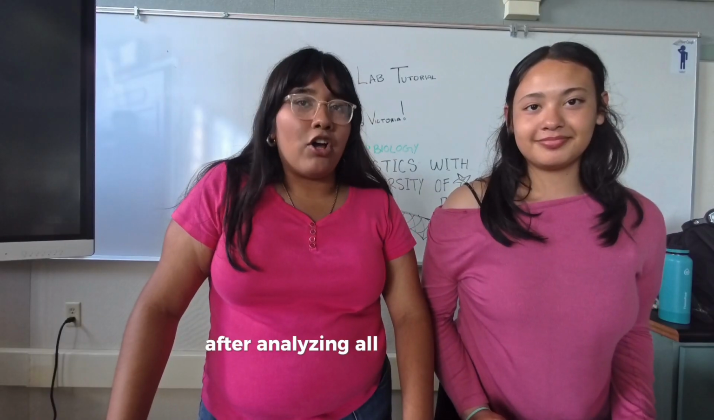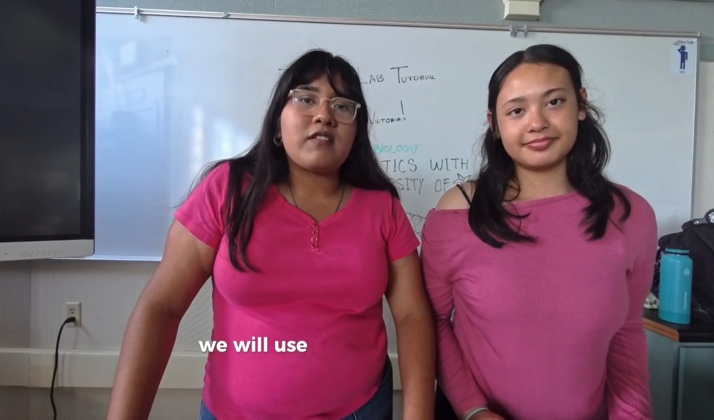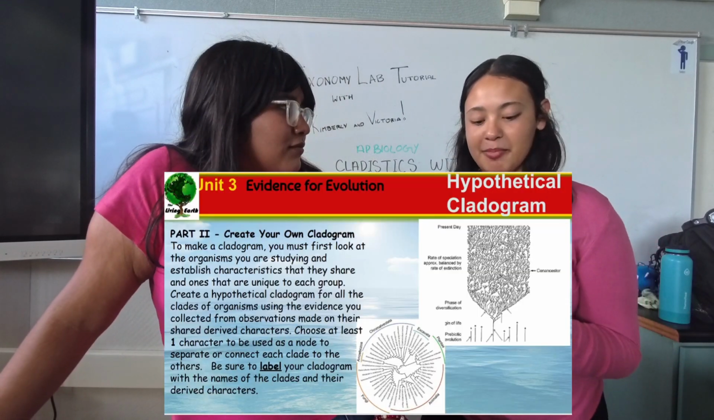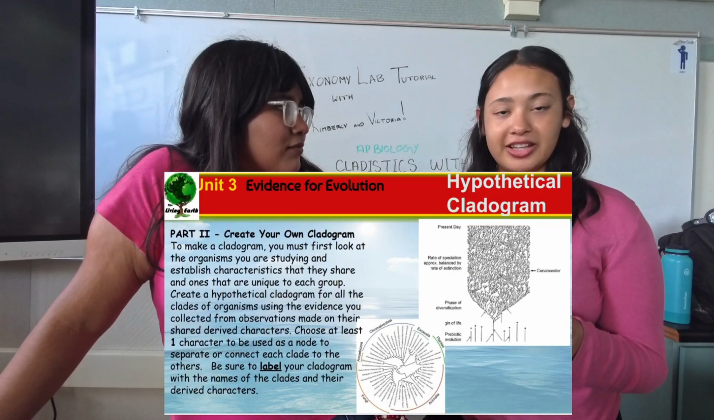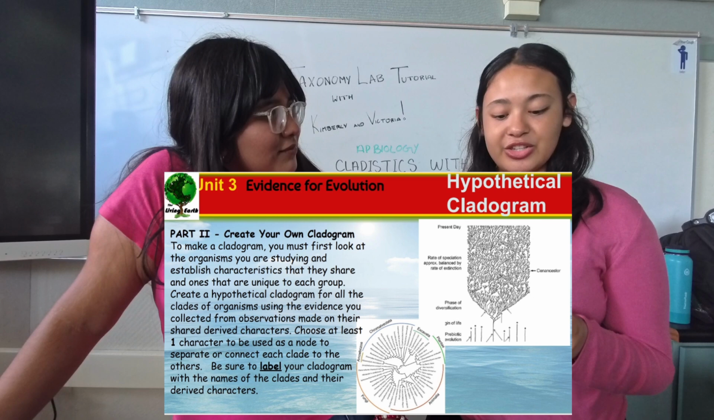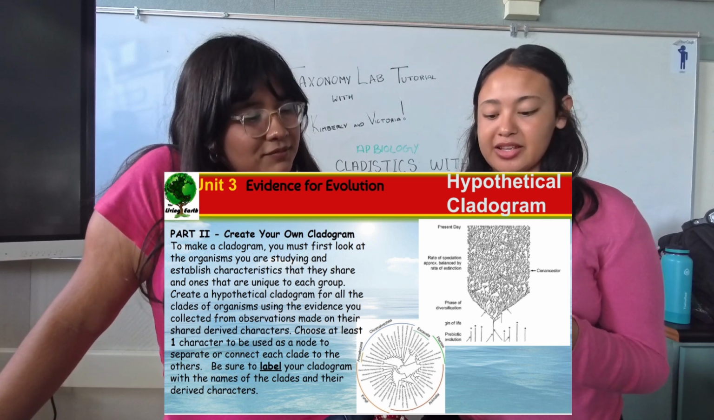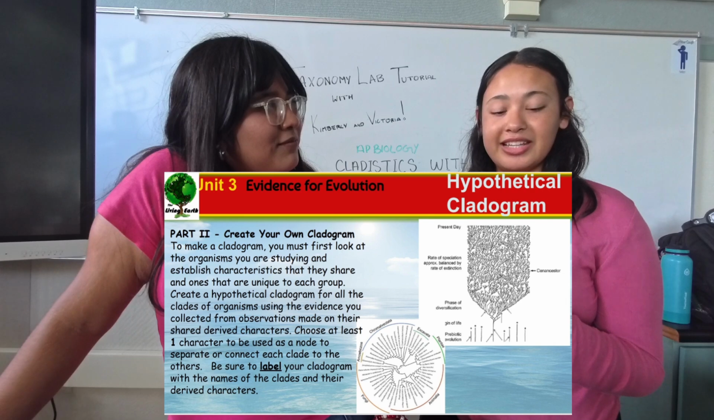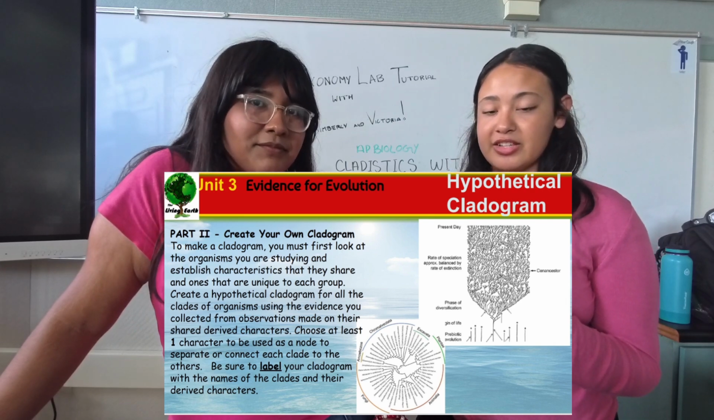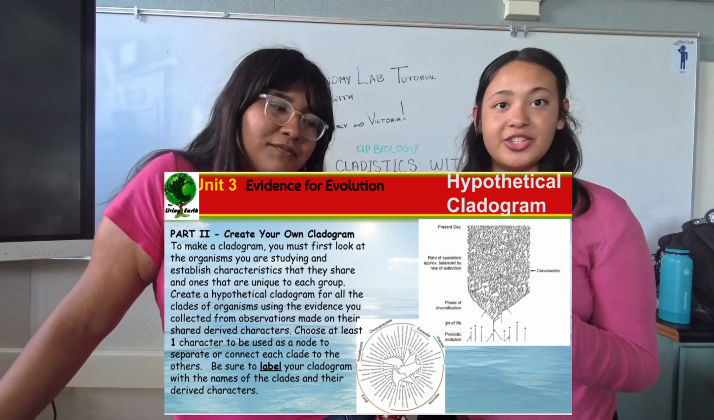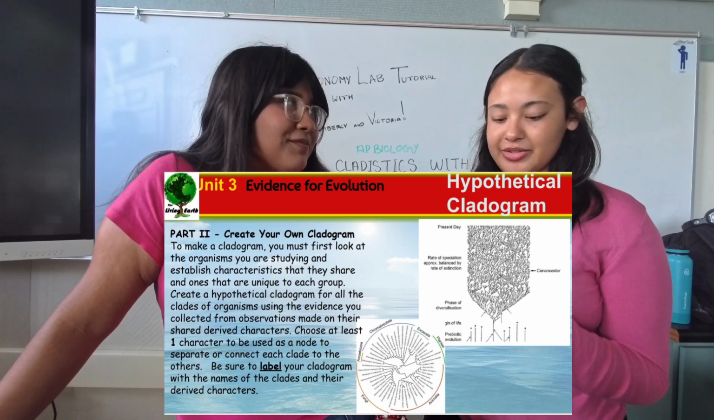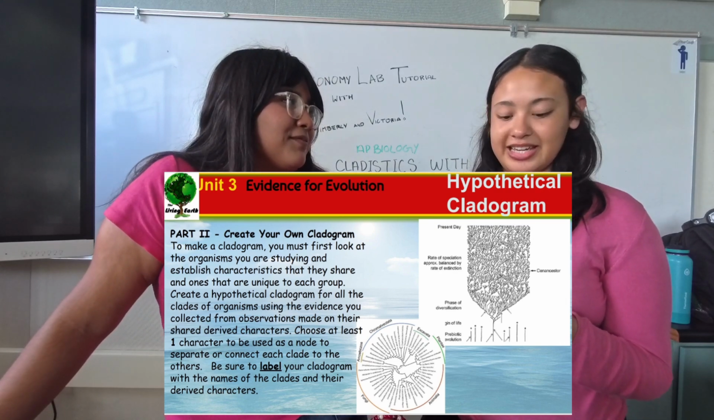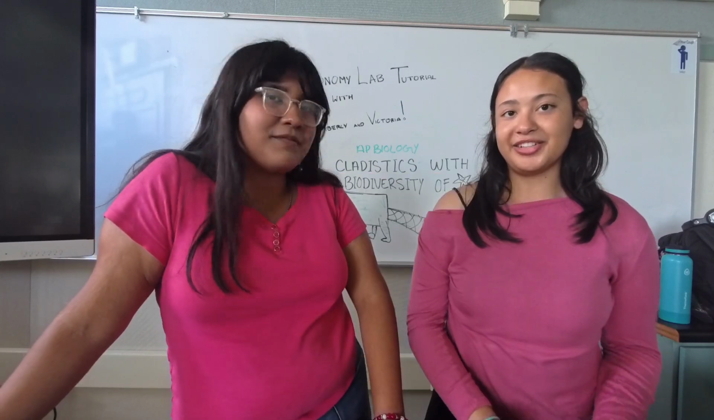After analyzing all the traits and jars, we will use this data to make our own cladogram. To create your hypothetical cladogram for all the clades of organisms, use the evidence you collected from observations made on their shared derived characters. Choose at least one character to be used as a node to separate or connect each clade to the others. Be sure to label your cladogram with the names of the clades and their derived characters.